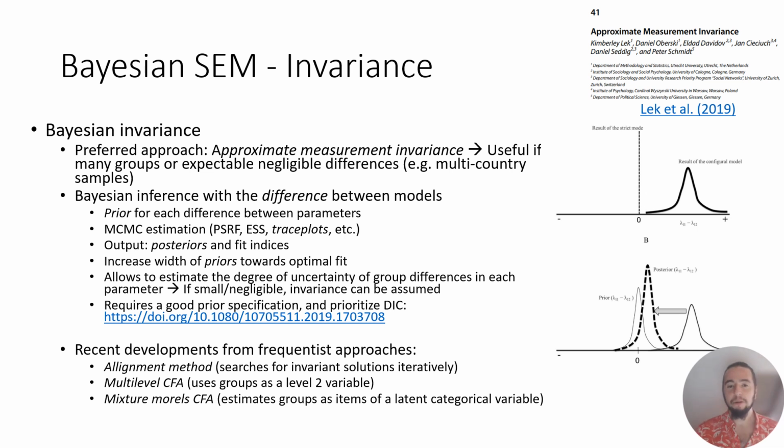Okay, so now we will not only specify the priors of all of the parameters of a latent model, but also we need to specify the priors of the differences between parameters across groups.